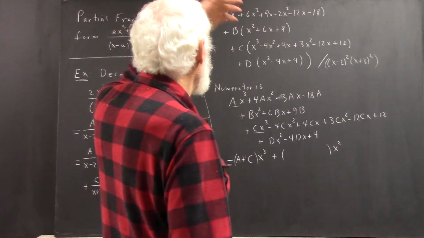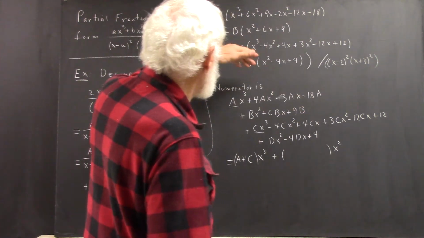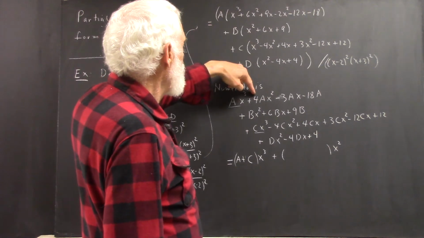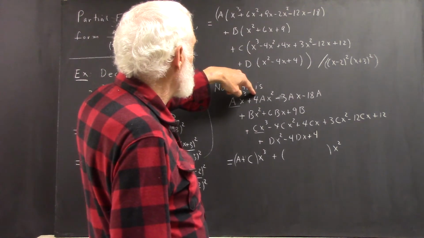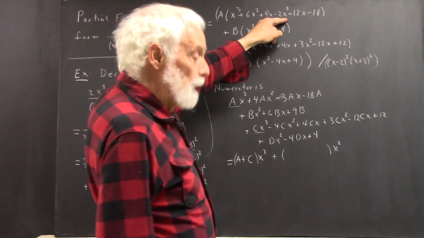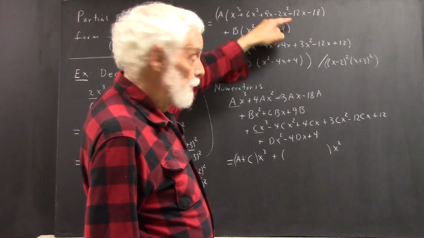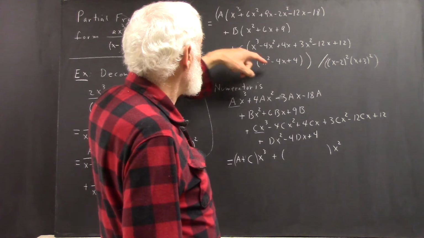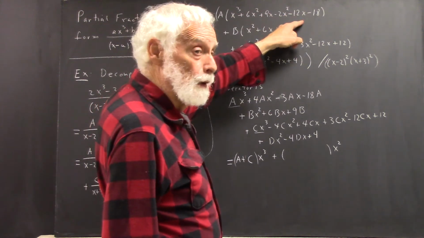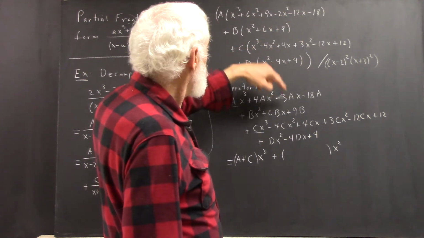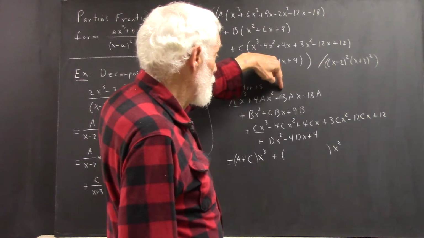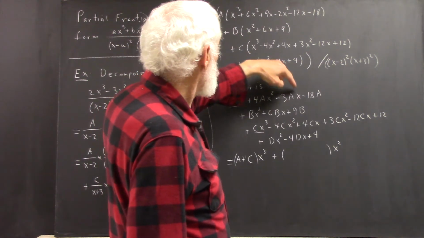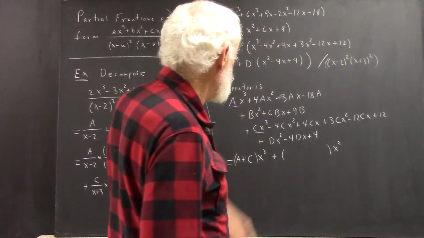Now, okay, when I wrote these out, I did the arithmetic. In other words, the 4a x squared came from the fact that 6x squared minus 2x squared is 4x squared. That's where the 4x squared came from. Then we multiply that by a. And also 9x minus 12x is -3x. And we multiply that by a to get -3ax. And then a minus 18 times a, of course.